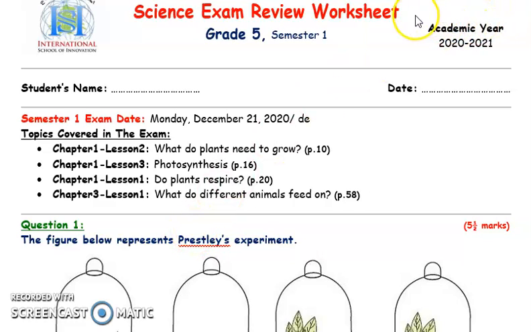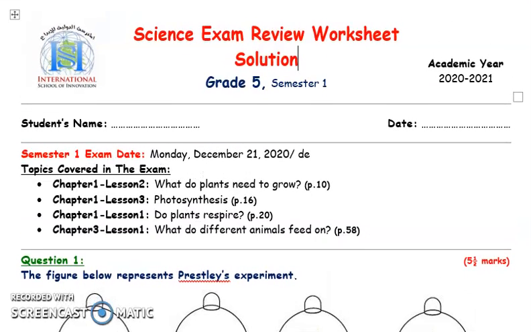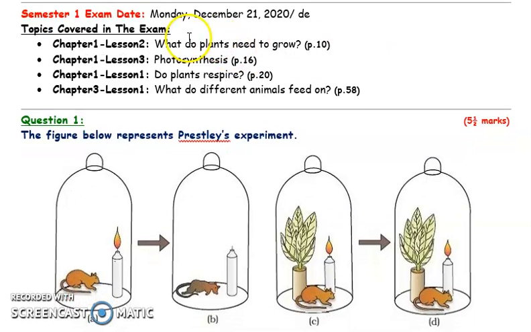This is our science exam review worksheet solution video, and I will be answering the questions of the science exam review worksheet. Our science exam is in 2 weeks. It's on December 21 for Group B and on December 15 for Group A students. Let's start with question number 1.